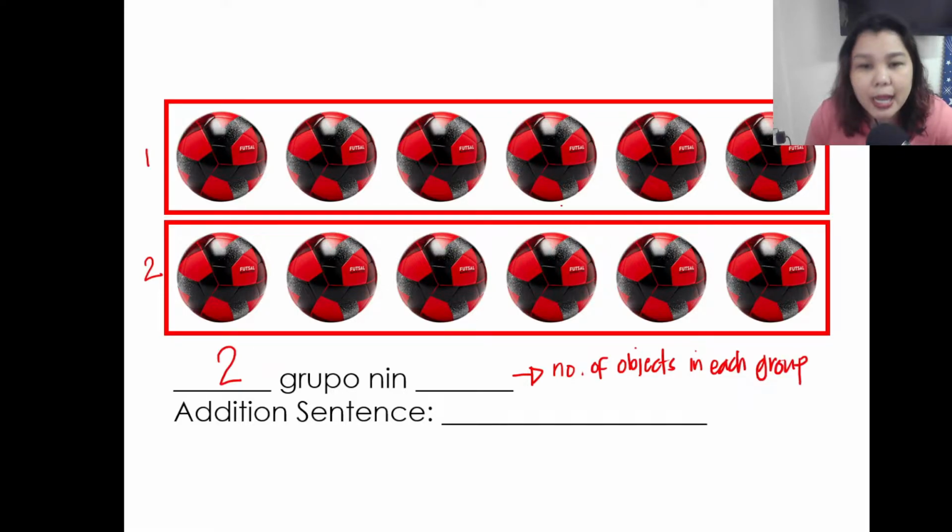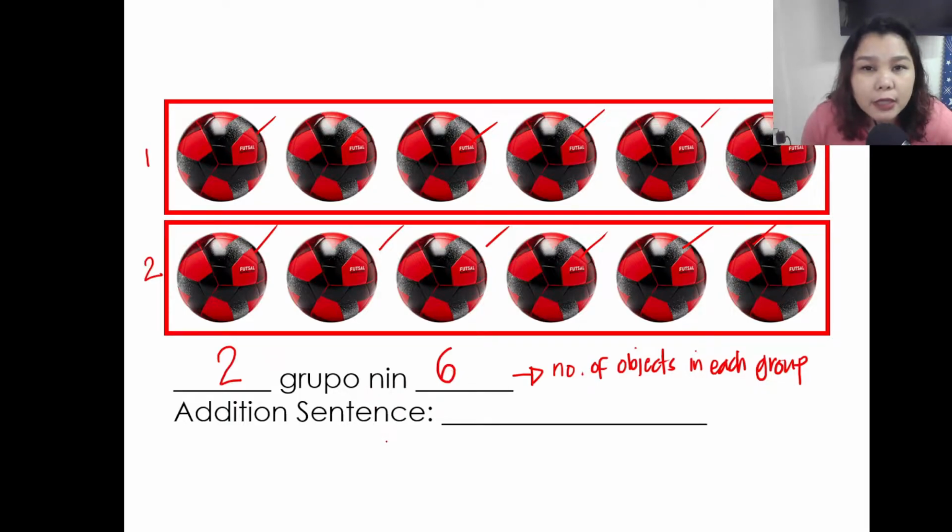Okay, pira ang laman. Let's count. 1, 2, 3, 4, 5, 6. So, okay. Let's make sure that our answer is correct. We go to the second group. Baka iba din. So, let's see. 1, 2, 3, 4, 5, 6. So, it happens, parehong 6. So, we can now write it as duwang grupo nin 6. 2 groups of 6. Okay.